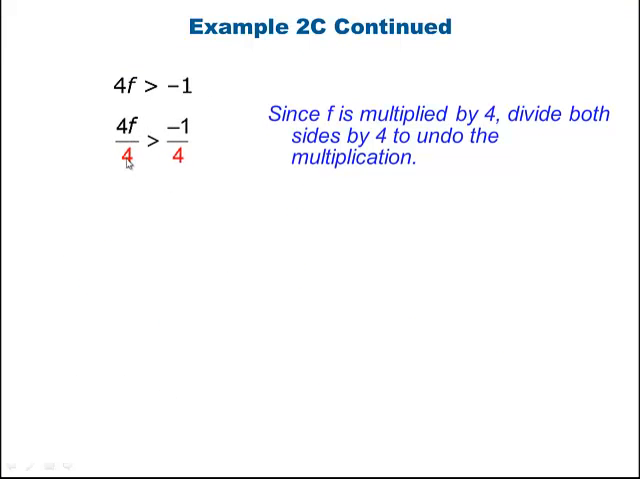Notice here we divided by 4. That's what we're supposed to do, but the inequality is not going to change because the 4 is a positive. That's what we're dividing by. So f is greater than -1/4.